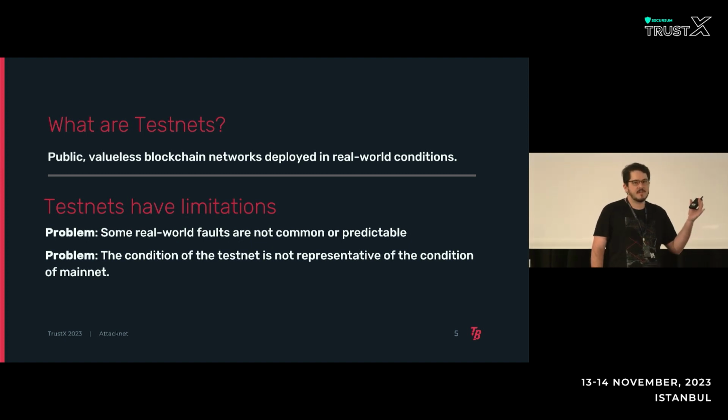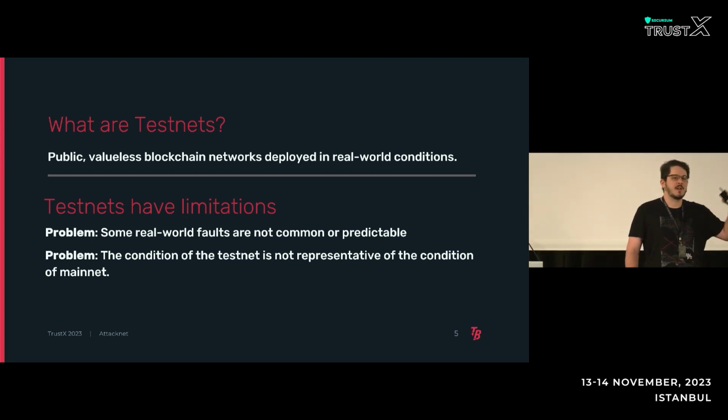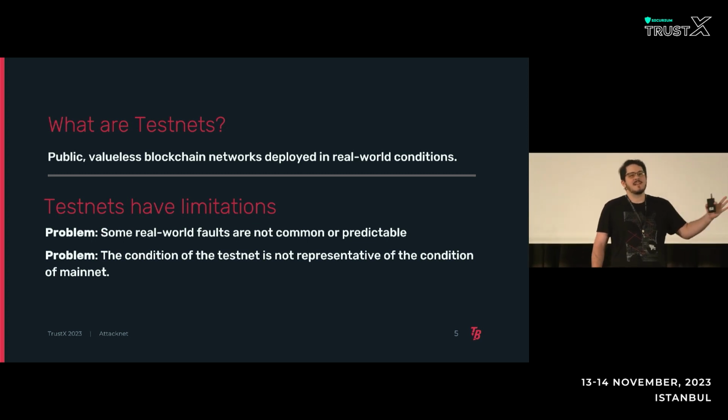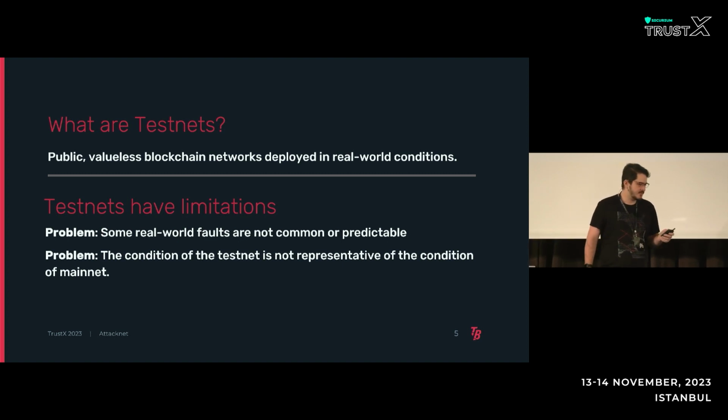This can be improved over time, but it's one of those unknown unknowns. You don't know what conditions are important to reproduce on the testnet until you run into an issue on the mainnet, and you're like, okay, now we have to reproduce this on the testnet because it's clearly something important that we need to test for.